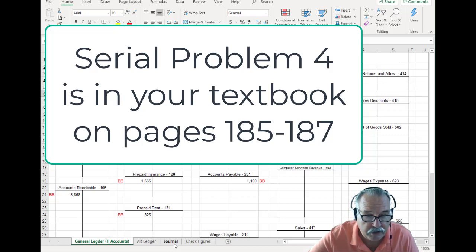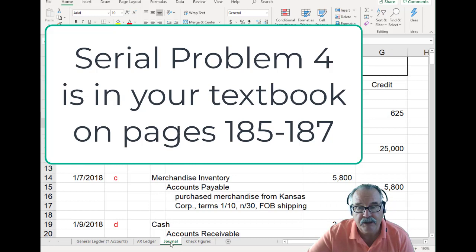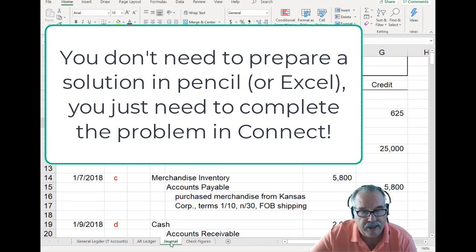You can prepare a journal, and I will go through each one of these entries for the month of January. This problem is a problem for 3 months. This is a big problem, and I wanted to tell you right now, you don't have to do this one in pencil or in Excel. You only have to do it in Connect.